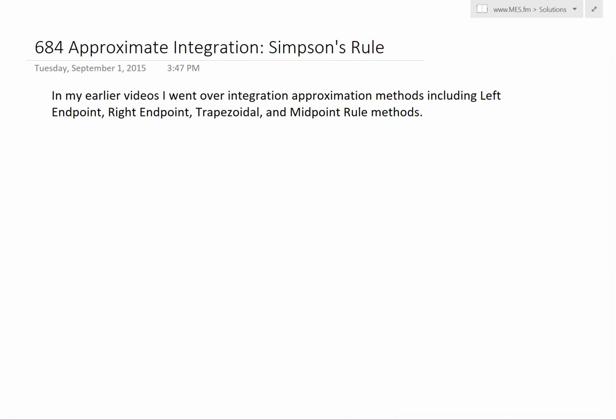Time to discuss further into approximate integration and now look at the method that's called Simpson's rule. This was basically named after Thomas Simpson, and I'll explain that further down this video.